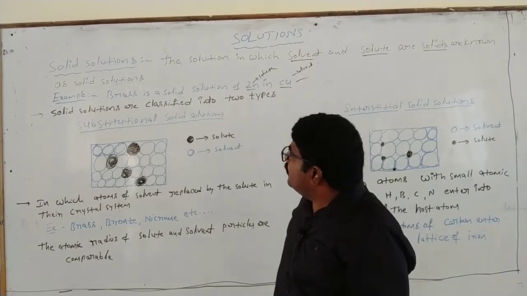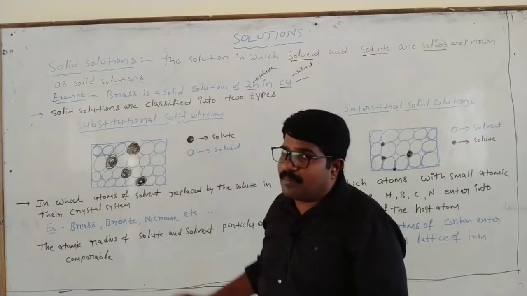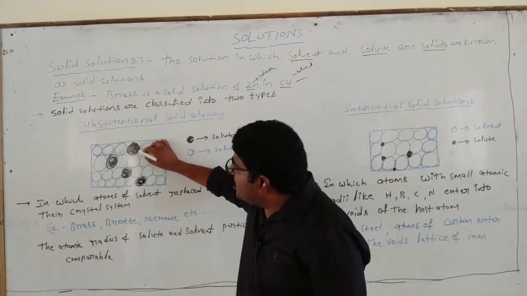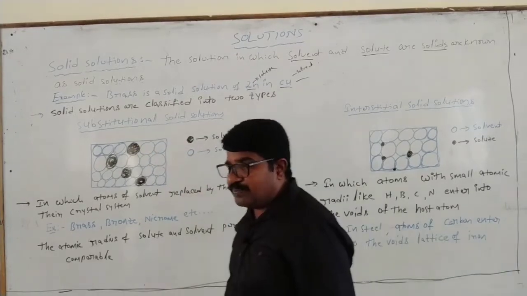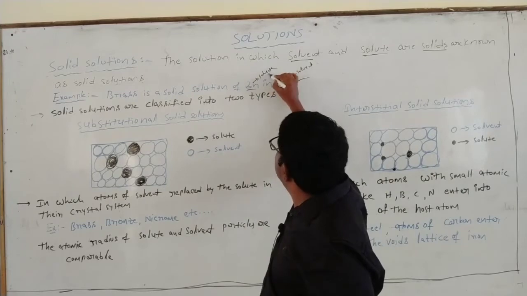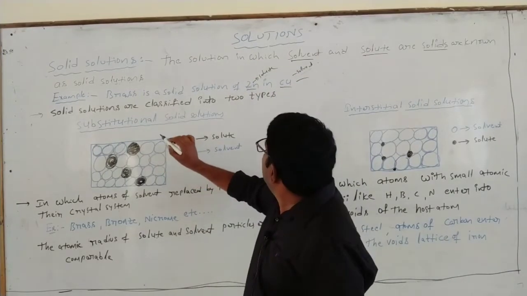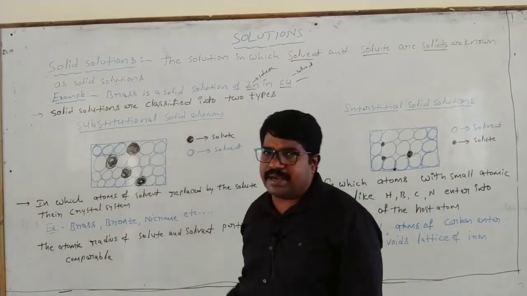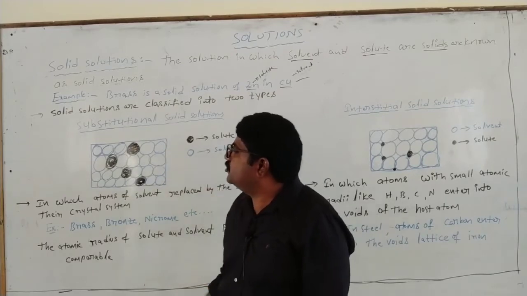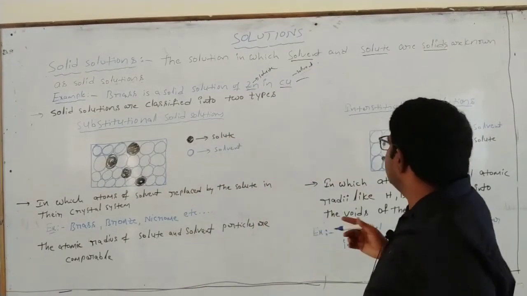Brass contains mostly copper atoms, but some of the copper atoms are replaced by zinc. Zinc is the solute particle and copper is the solvent. The solvent particles, like copper, are replaced by zinc particles. These are called substitutional solid solutions. Next, what about the second one?